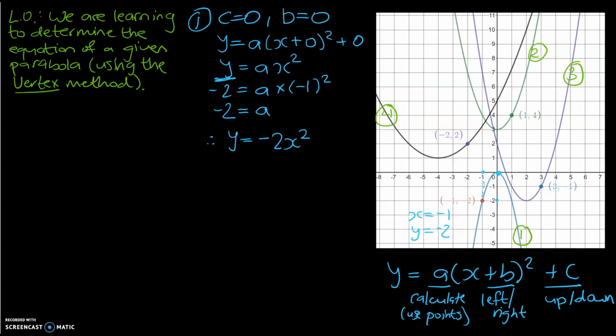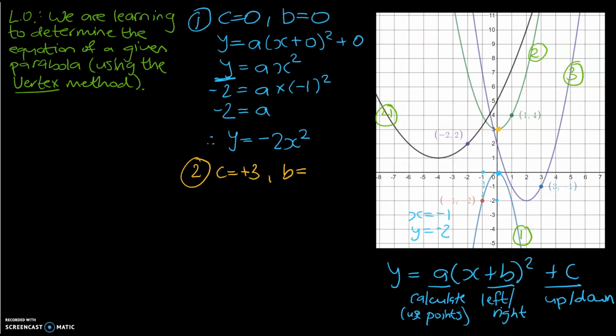Cool, so we've done that for the first one. Let's change pen color to have a look at our next example. So let's look at yellow. So number 2, the first thing we need to do is find the vertex. So graph number 2, the vertex is there. So we need to think, has it been moved up or down? It looks like it's been moved up 3. So that means our c value is going to be positive 3.